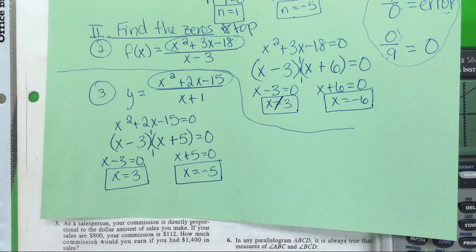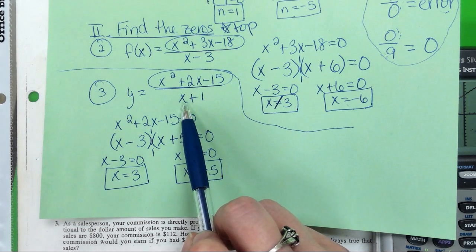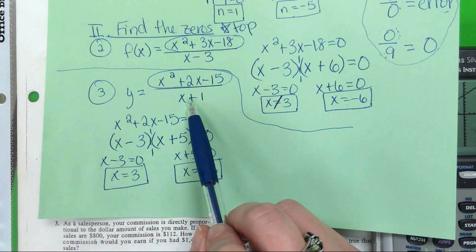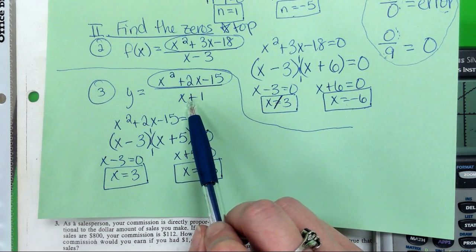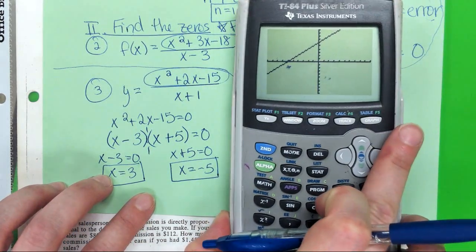Without even graphing it, if I were to plug in 3 to the bottom, what's 3 plus 1? 4. That's okay, right? Let's plug in a negative 5. What's negative 5 plus 1? Negative 4. Those are both okay, right? Neither one of them makes the bottom equal 0. All right, let's use our calculators. You ready? Let's see what happens.